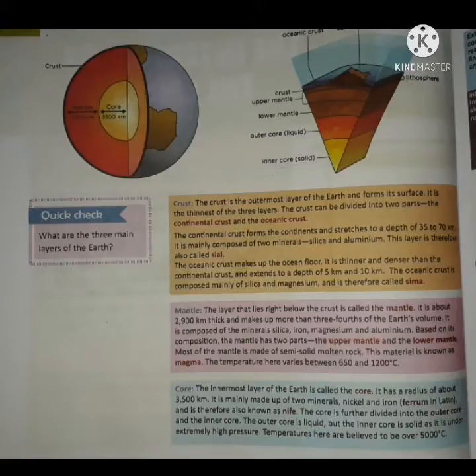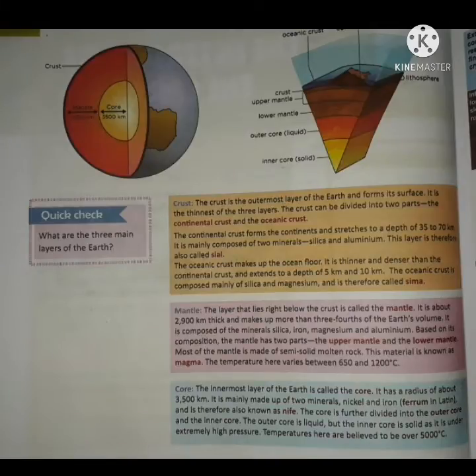It is the outermost layer of the earth which forms the surface. It is the thinnest of all the three layers. It can be divided into two parts, the continental crust and the oceanic crust. The continental crust is formed from continents and it is mainly composed of two minerals, silica and aluminium, and therefore this layer is known as sial.